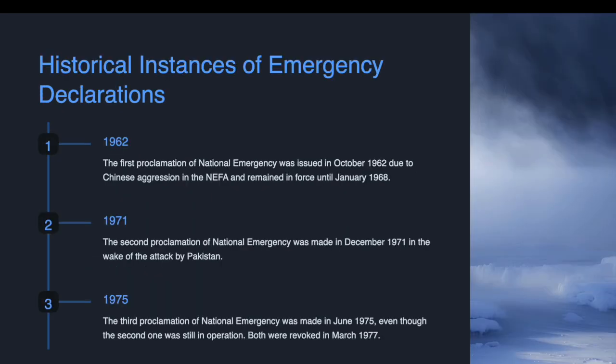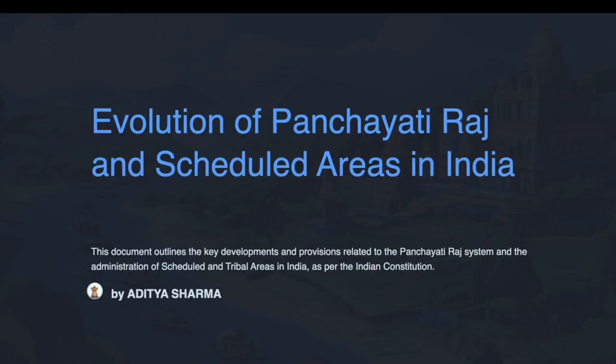Now, historical instances of emergency declaration. The first time, in 1962, the first proclamation of national emergency was issued due to the Chinese aggression in the NEFA and remained in force until January 1968. Second time, in 1971, the proclamation of national emergency was made in December 1971 in the wake of the attack by Pakistan. In 1975, the third proclamation of national emergency was made in June 1975. Even though the second one was still in operation, it was the most controversial instance of emergency declaration. Both were revoked in March 1977.